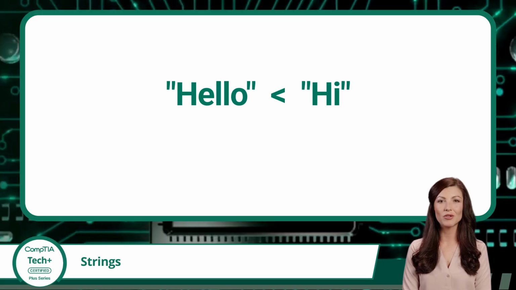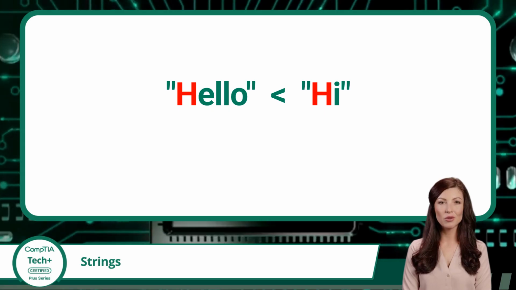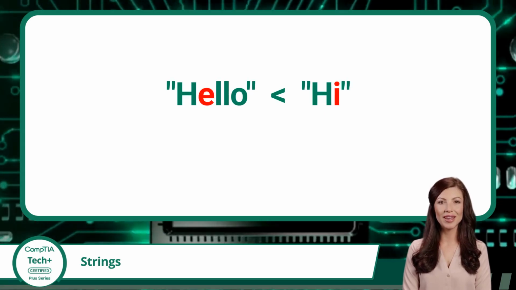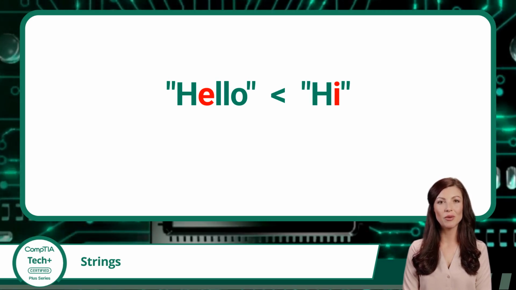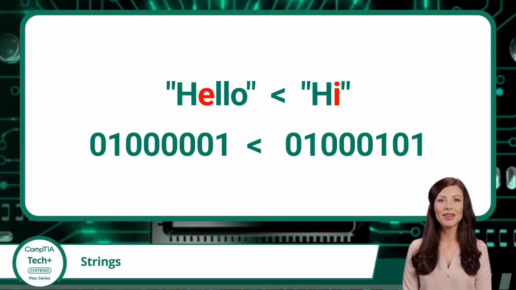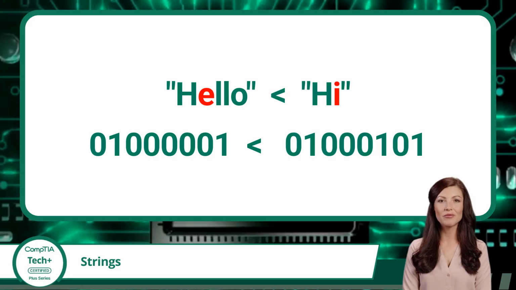Here we will compare the string hello and the string hi. We start at the beginning of the strings. Both have a capital H, so we move on to the next letter in each string. We see lowercase e and lowercase i are different, so we will compare their binary code point values. The binary value for e is less than the binary value for i, so the string hello will be evaluated as less than the string hi. For this example, we used the ASCII encoding standard.